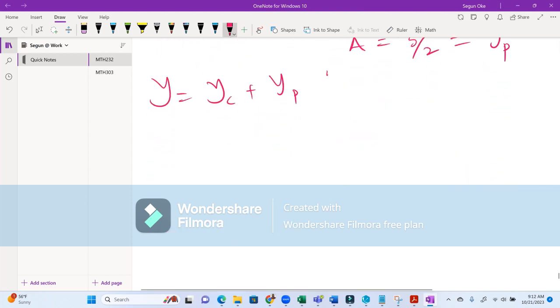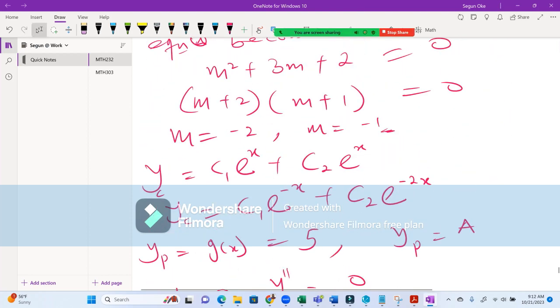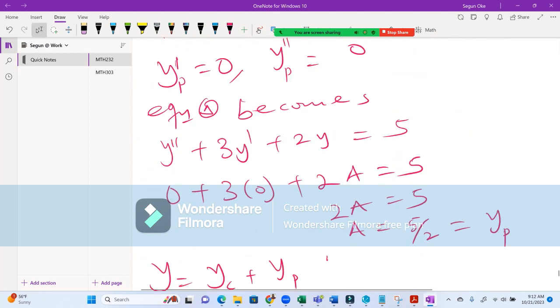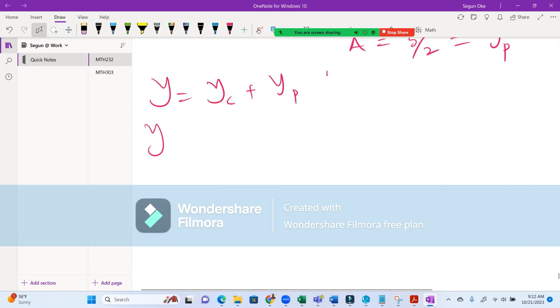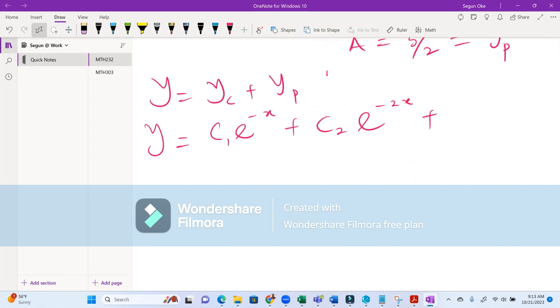Then I can substitute it now. I have my yc, which is y complement, here. Then I have my yp also here. Add them together, and that's your final solution. Y will now be C1 exponential minus x plus C2 exponential minus 2x plus yp, which is 5/2. That's what they ask you to do.